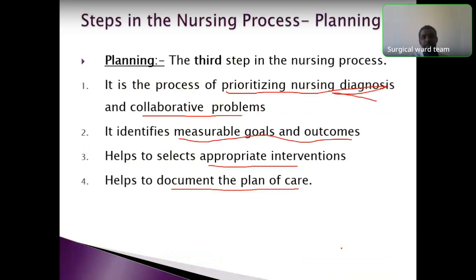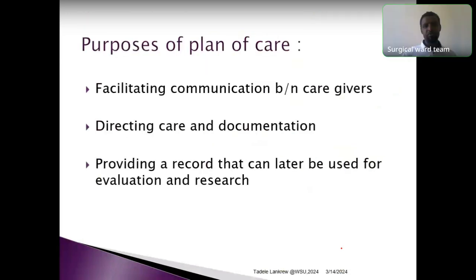The next one is planning, the third step. It is the process of prioritizing nursing diagnosis and collaborative problems. Using the ABC method, airway, breathing and circulation, we prioritize. It identifies measurable goals and outcomes, helps to select appropriate interventions, and helps to document the plan of care. The purpose of planning is to facilitate communication between caregivers, direct care, and documentation, providing a record that can later be used for evaluation and research purposes.